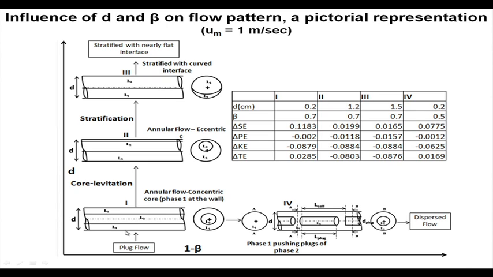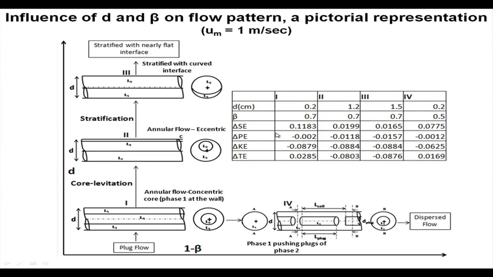Now, if we keep on increasing diameter, keeping the water fraction the same, we find that gradually the concentric core becomes eccentric, and if we increase the diameter further it becomes stratified, and the interface shifts from a curved interface to a flat interface. So, this particular graph gives you an idea, in a pictorial fashion, of the influence of diameter and the volume fraction of the two phases, and how diameter and beta complement each other in deciding the flow pattern.